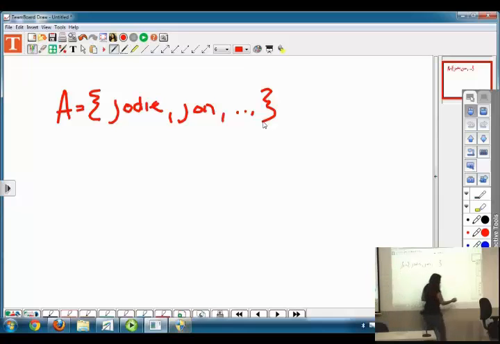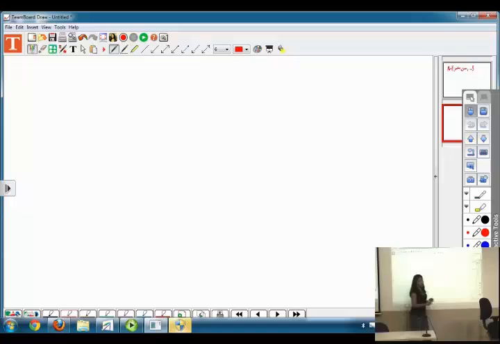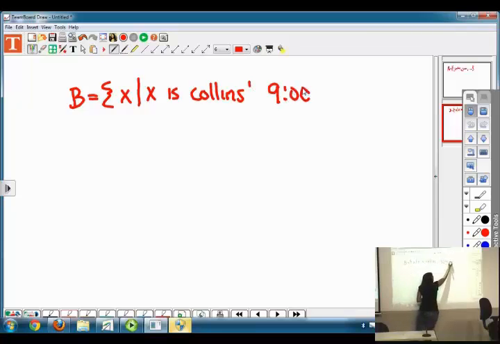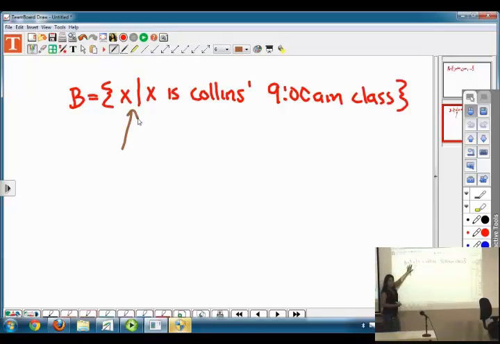Let's look at set builder notation. Set builder notation is a way of representing the set mathematically, kind of describing the set. So I could say, let's say B is equal to, and this is going to say x such that x is Collins's 9 a.m. class.